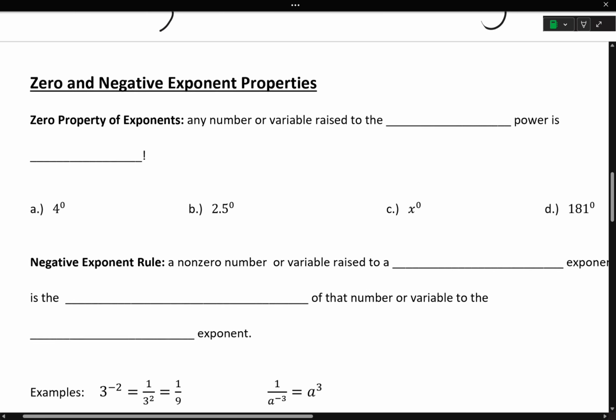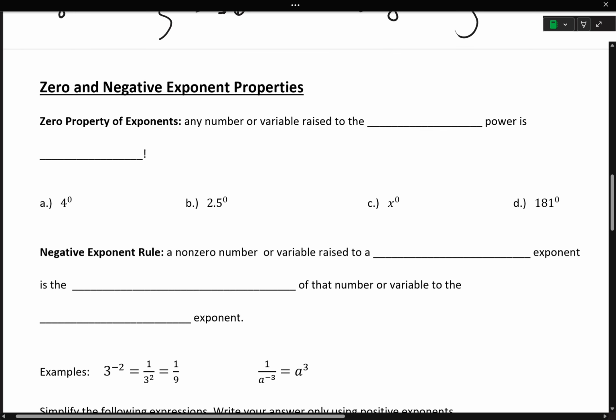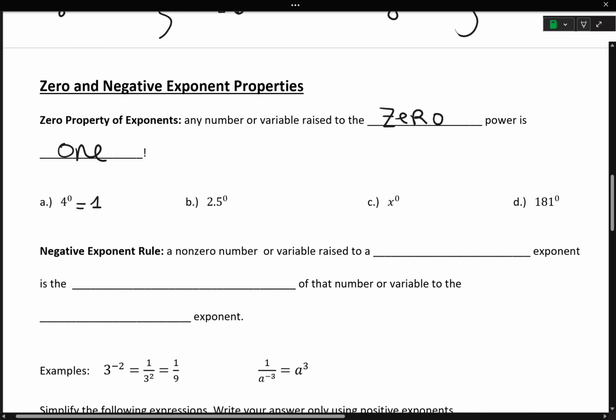Zero property of exponents states that any number or variable raised to the 0 power is 1. Anything, literally anything to the power of 0 is 1. 4 to the 0 is 1. 2.5 to the 0 is 1. X to the 0 is 1. 181 to the 0 is 1.